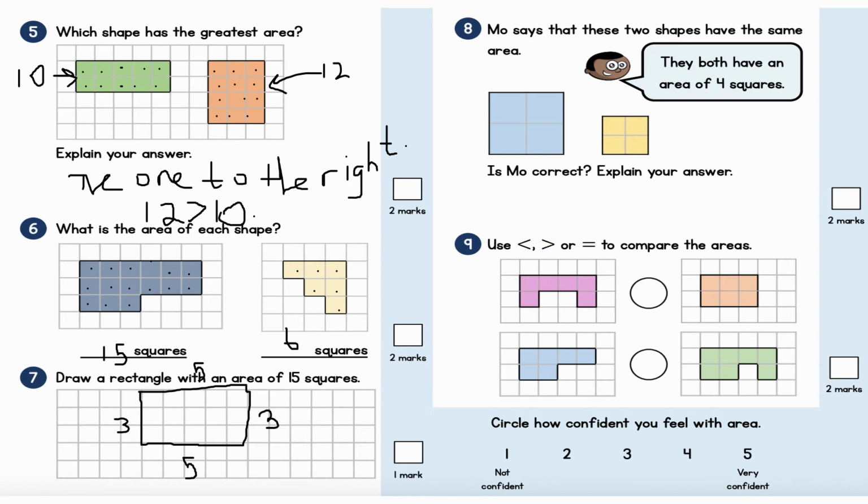Okay, 5 times 3 is 12, but I can also check by counting the number of squares. I've got 5 there, 10, 15.